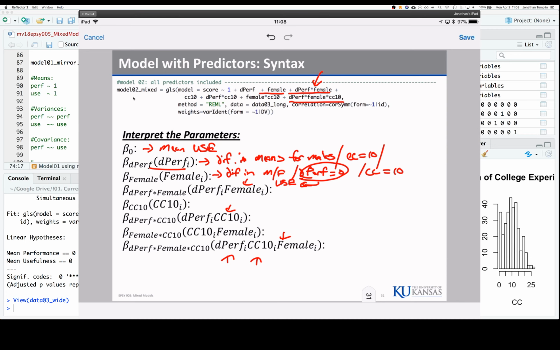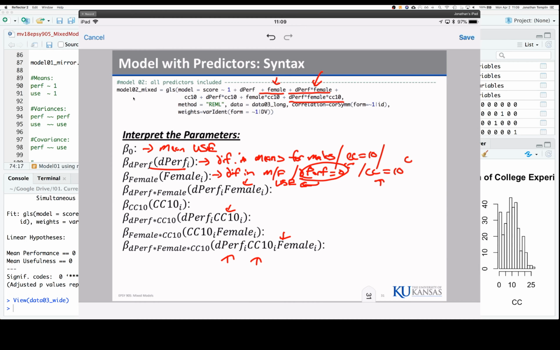So that complicates things, but it is the difference in males and females for usefulness when a person has, or a hypothetical person might have, 10 college credit hours, right? So this zeroes out the CC10 variable, and this zeroes out the performance variable. So this main effect of female really talks about the difference in males and females for usefulness for people who have 10 college credit hours of math experience. That's how we interpret that. Whew. Yeah, take a deep breath.